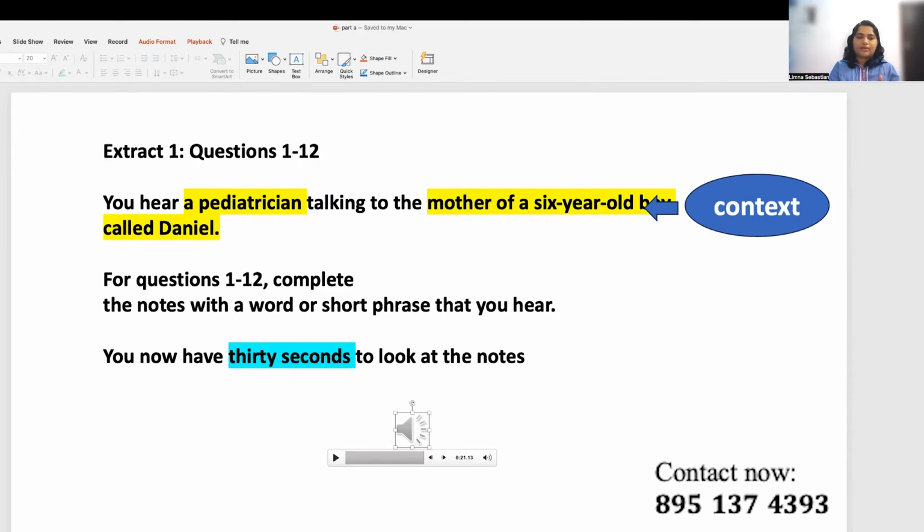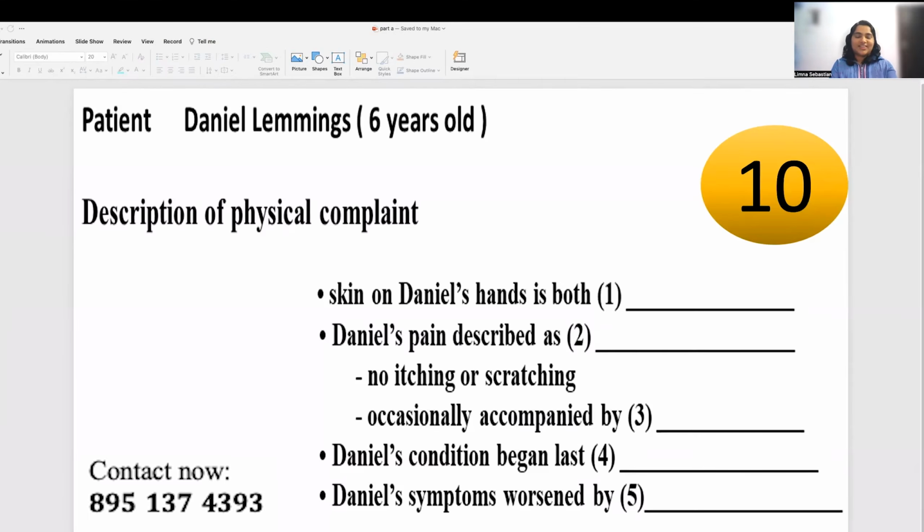They will say, you now have 30 seconds to look at the notes. That time we will get 30 seconds. Now I will tell how we can use these 30 seconds. Here you can see the questions, 1 to 5. You can take one small piece of paper and a pen, and I will give you 10 seconds. In this time, you just predict the answers.